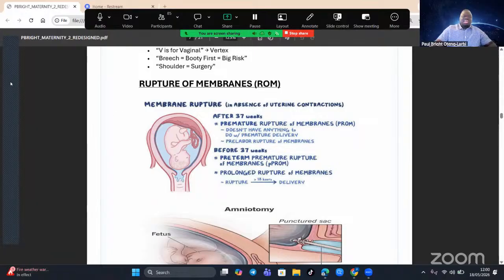So let's do rupture of membranes, because we need the membranes to rupture. It also helps labor to progress. Mostly, rupture of membrane in absence of uterine contraction, usually before 37 weeks, we consider it as what? Premature.